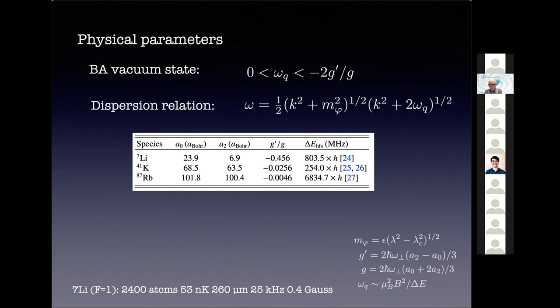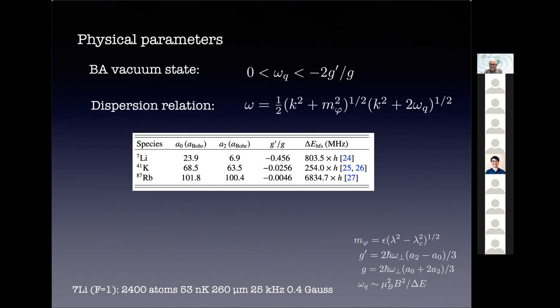It's the only one for which we need the scattering length a0 to be bigger than the scattering length a2. And there's only a limited number of elements that have this property that we could find in our search of the literature. It's possible that there may be others we just haven't found in the literature.